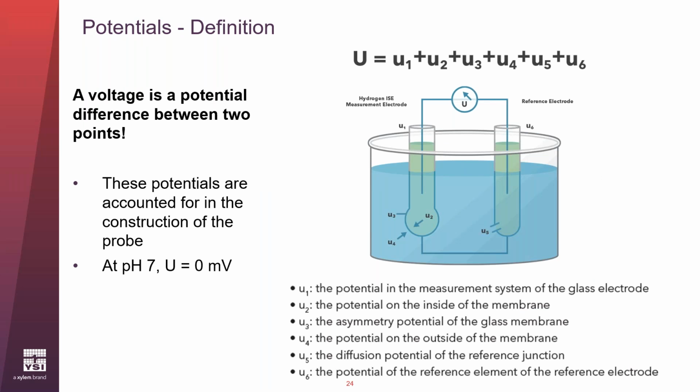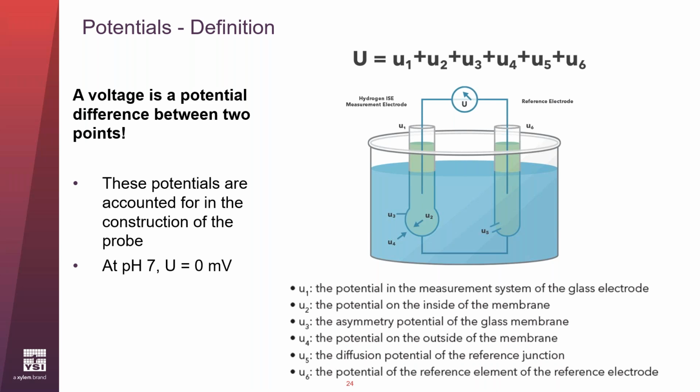Here's a simple diagram of the various potentials that are present in a typical pH probe. You can see that the glass electrode is separate on the right and the reference electrode is on the left. Again, typically these are combined into one these days. Voltage is a potential difference between 2 points. In the design of any pH probe, the goal is to have all of the potentials balance out with one another.